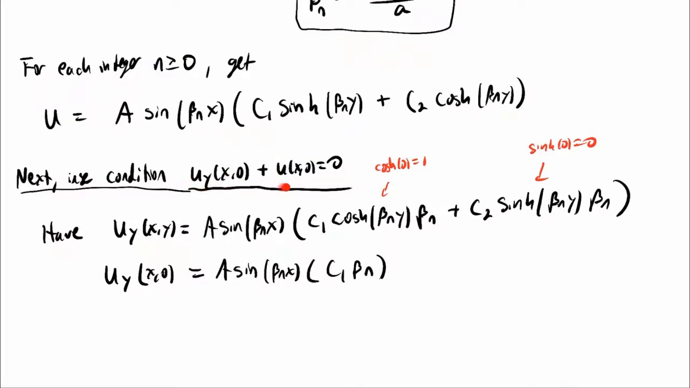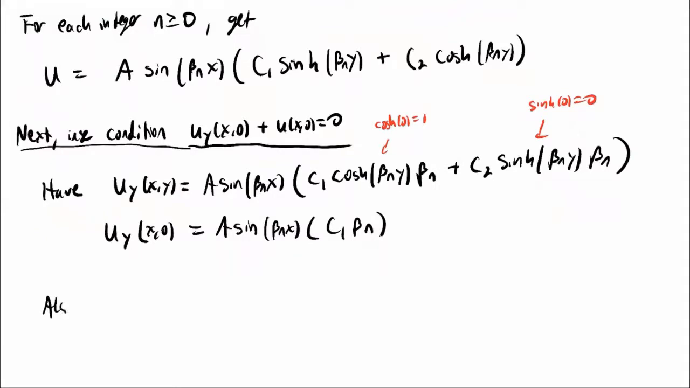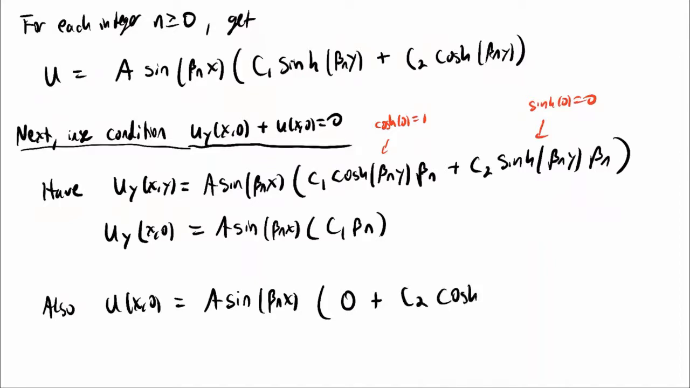I also want to look at u(x,0), and then I need to plug them into this equation. Well, this is a little bit easier. We just end up with a times sine of beta n x. We're plugging in y equals 0, so the c1 hyperbolic sine term vanishes. So I get 0 plus c2 hyperbolic cosine of 0, which is just 1. So I just get c2. So this ends up being a times c2 sine of beta n x.